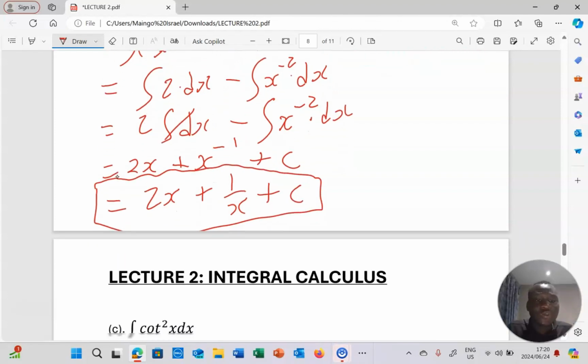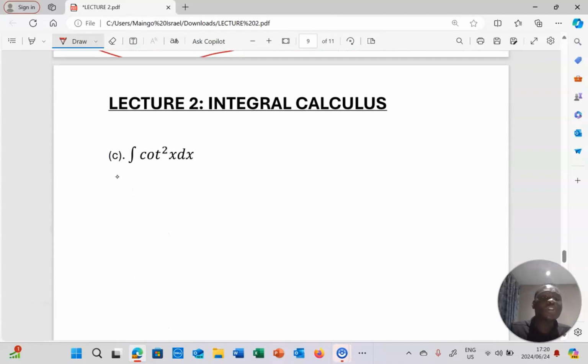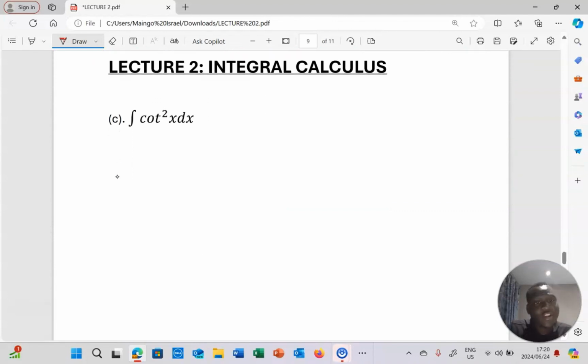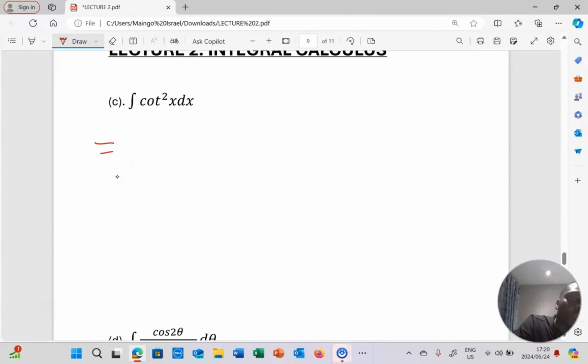So we can move to the next one, which is cot squared x. Now there's no law or rule which tells us to integrate these kinds of things, squared of x.